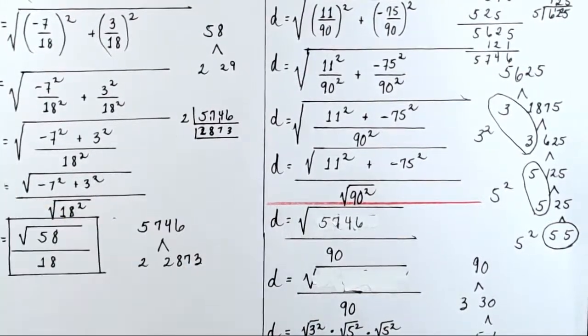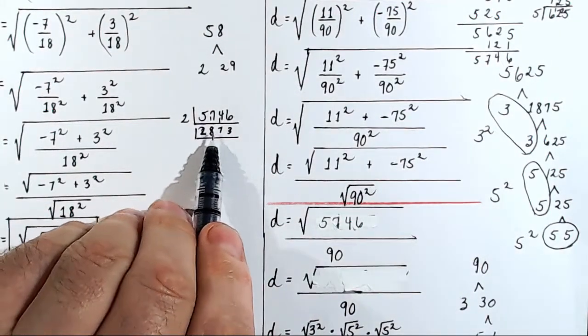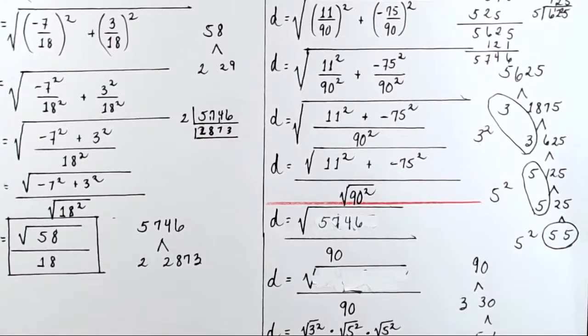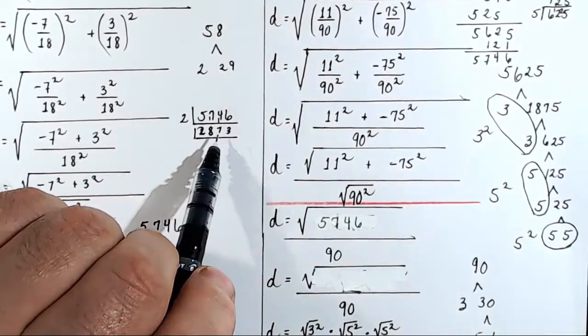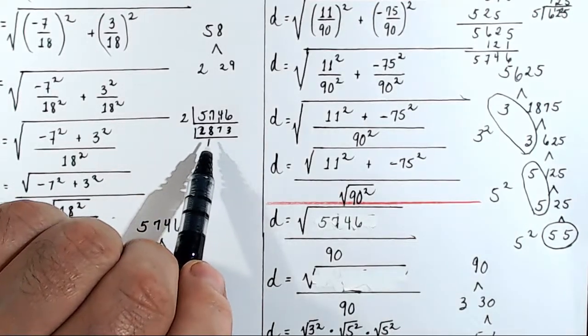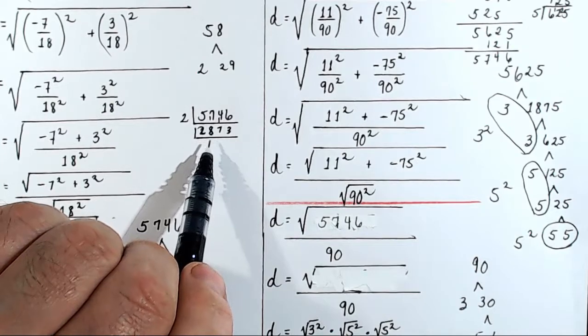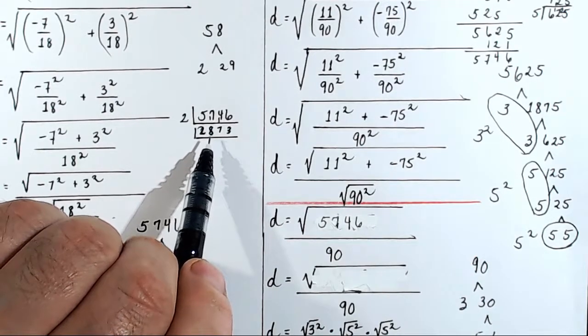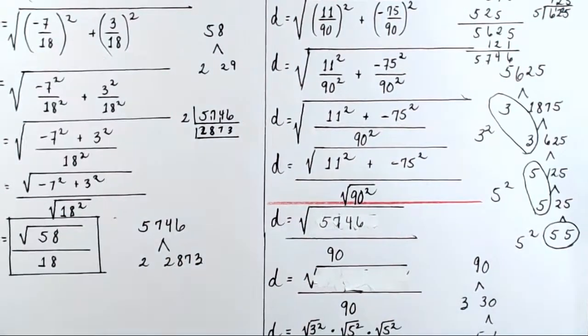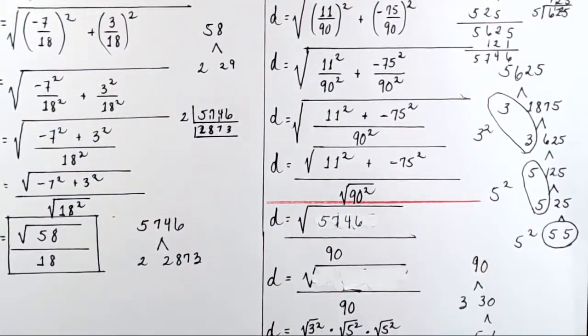So let's see if this is divisible by 3. 2 plus 8 is 10, plus 7 is 17, plus 3 is 20. So it's not divisible by 3. Maybe it's divisible by 7. Is it? No, that would be 4, 1, and then we'd run out. How about 9? 9 goes into 28 3 times. Carry the 1. 9 goes into 17 once. Carry the 8. That's 83. No, that doesn't work.